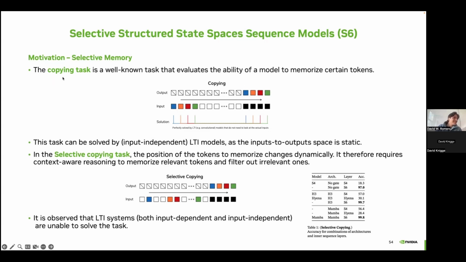there was a task that was called the copying task, in which you have a sequence, and what you need to do is copy the inputs that you saw at the beginning of the sequence back into the output, right? And the sequences are always going to be the same length. So this will be 100, 200, and you want to replicate the last 40 or last 50 tokens. And as you can imagine, because the distances are always the same, LTI models, like convolutional models, are able to solve this very easily, right?